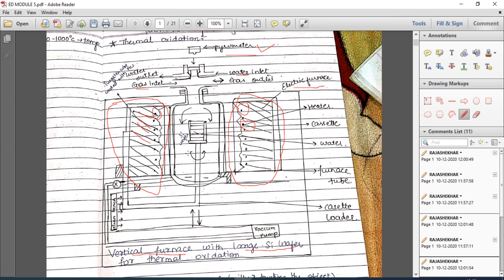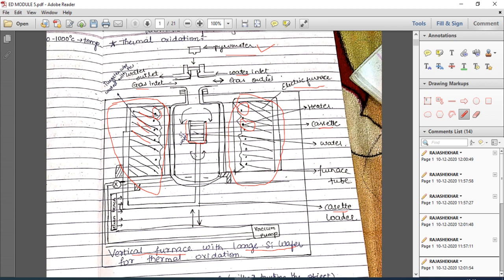So this is the role of the electric furnace and the heater. Next is the cassette. Two types of cassettes are used. One is a cassette, another one is a cassette loader, which is shown here. This part, we call it a cassette. The role of the cassette is to hold the silicon wafer at a temperature of 800 to 1000 degrees Celsius. It is just used to hold the silicon wafer.